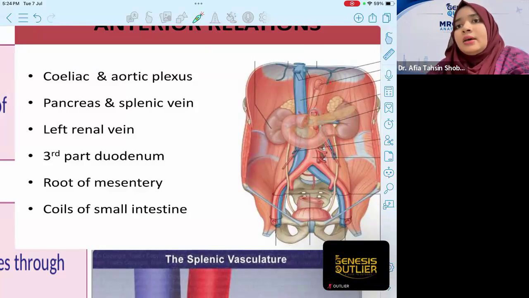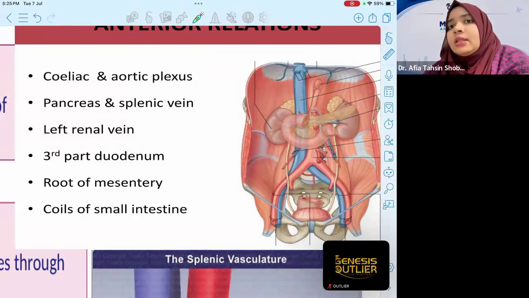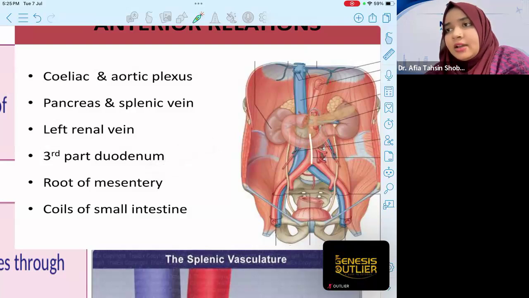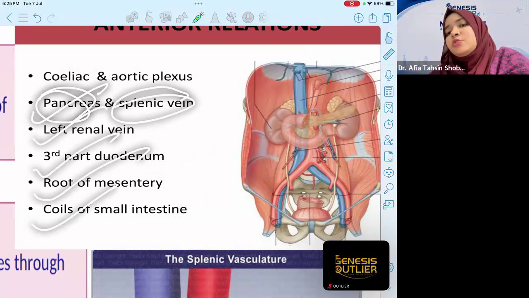So here the left renal vein, remember this, left renal vein like this will be anterior. Then third part of duodenum, this third part, not these two parts, just the third part is crossing anteriorly. And root of mesentery will be here. Then coils of small intestine will be here. So just imagine our anterior relation will be celiac and aortic plexus, pancreas and splenic vein, body of pancreas, left renal vein, third part of duodenum, root of mesentery, coils of small intestine. Okay.